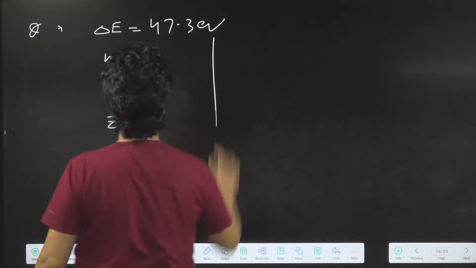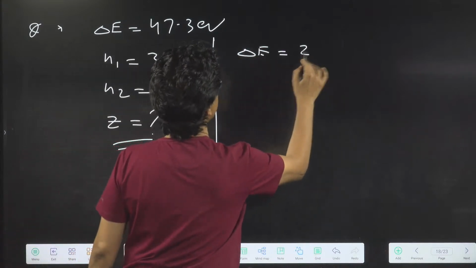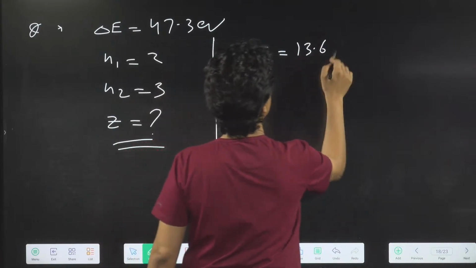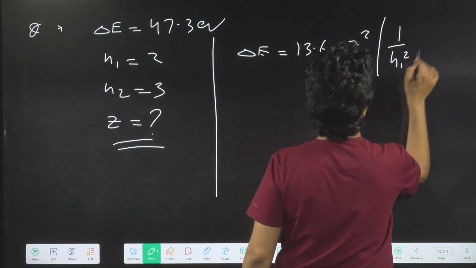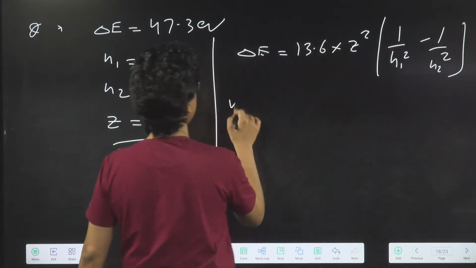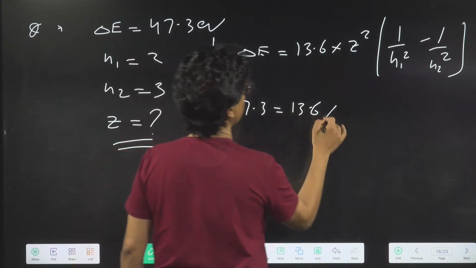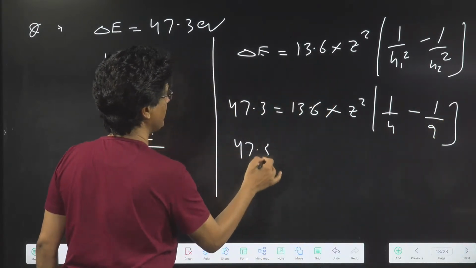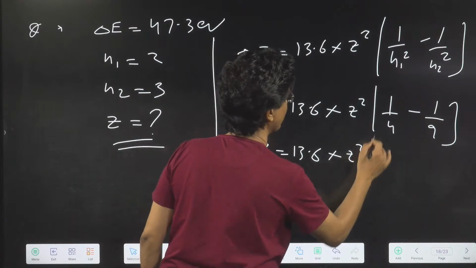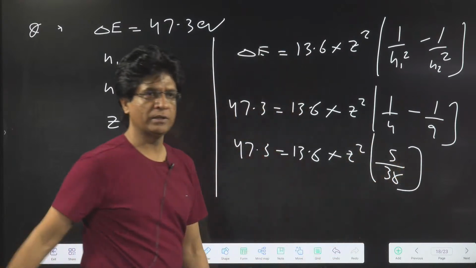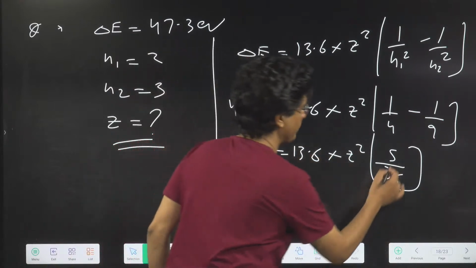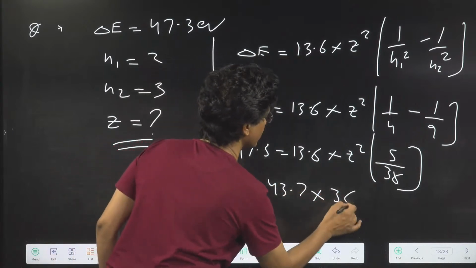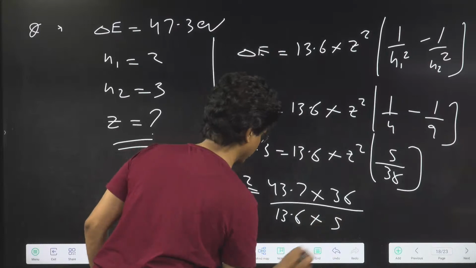We will try this also. Delta E is equal to 13.6 into Z square, into 1 upon N1 square minus 1 upon N2 square. So 47.3 equals 13.6 into Z square, into 1 upon 4 minus 1 upon 9. That is 47.3 equals 13.6 into Z square, into 5 upon 36. So Z square will be 47.3 into 36 upon 13.6 into 5.